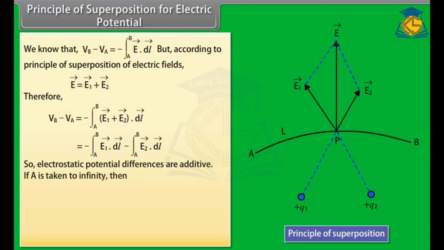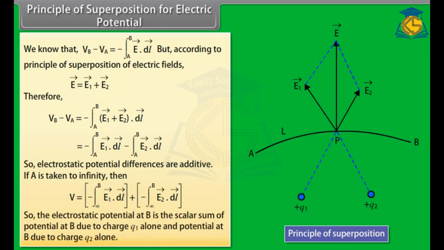If A is taken to infinity, then V is equal to sum of minus integration from infinity to B of E1 vector dot dl vector and minus integration from infinity to B of E2 vector dot dl vector. So, the electrostatic potential at B is the scalar sum of potential at B due to charge Q1 alone and potential at B due to charge Q2 alone. This result is applicable for any number of charges.